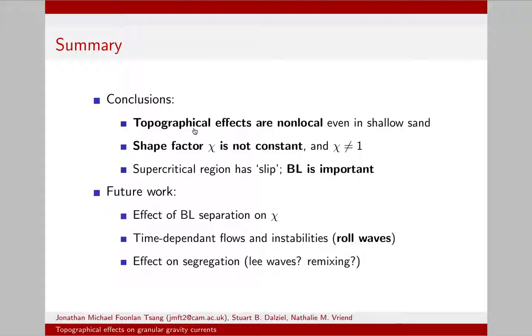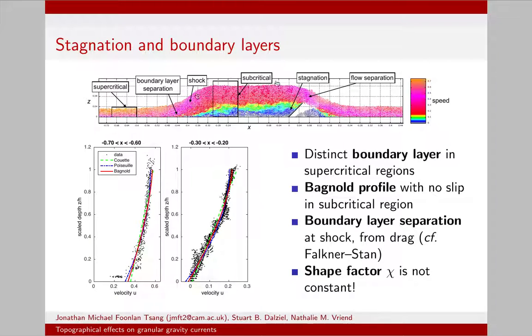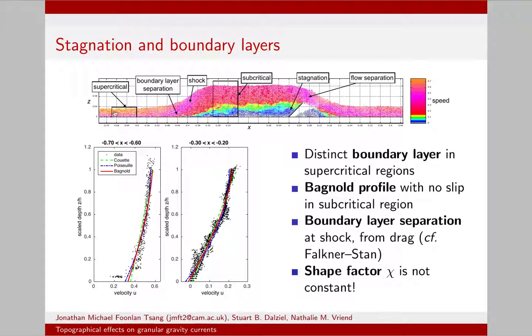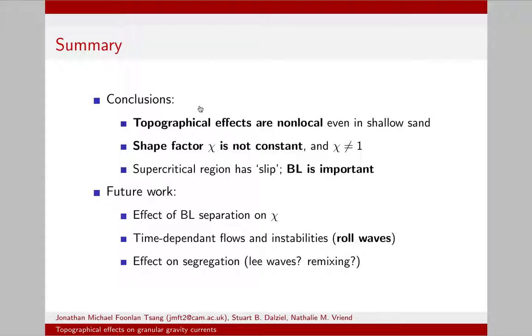So just to very quickly conclude, firstly, topographical effects are definitely non-local, even in the shallow sand case. But also, the shape factor is not constant, and it seems to depend on whether you're in a supercritical layer or a subcritical layer. And then also the supercritical layer has a slip velocity like this, and the boundary layer does seem to be doing something important at this shock. So boundary layer separation seems to be important. That's all I have time to say.